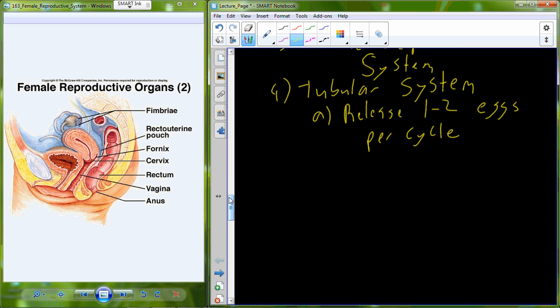Okay, so 1 to 2 eggs per cycle. That cycle is an average 28-day period of the menstrual cycle. We're going to start with the ovaries.